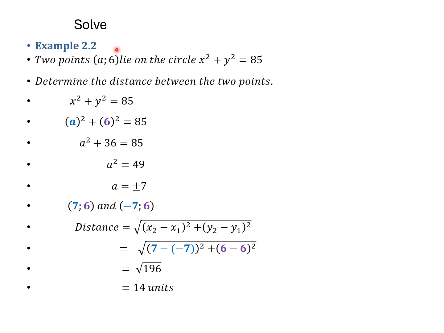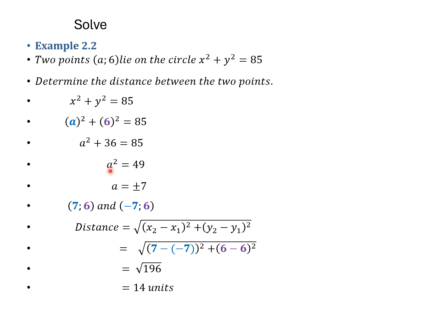Alright, example 2.2. 2 points (a; 6) lie on the circle x squared plus y squared equals 85. Now instead of asking you separately, we can say determine the distance between the 2 points. Before I can get the distance between the 2 points, I need to get the values of a. So in the place of x squared, I put a squared. In the place of y squared, I put 6 squared equals 85, so a squared plus 6 times 6 gives me 36. If I take 36 across, 85 minus the 36 gives me 49.